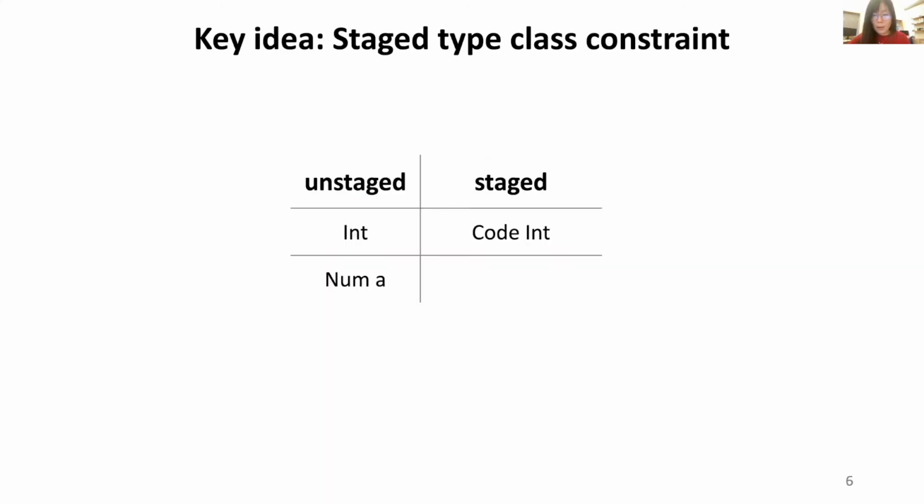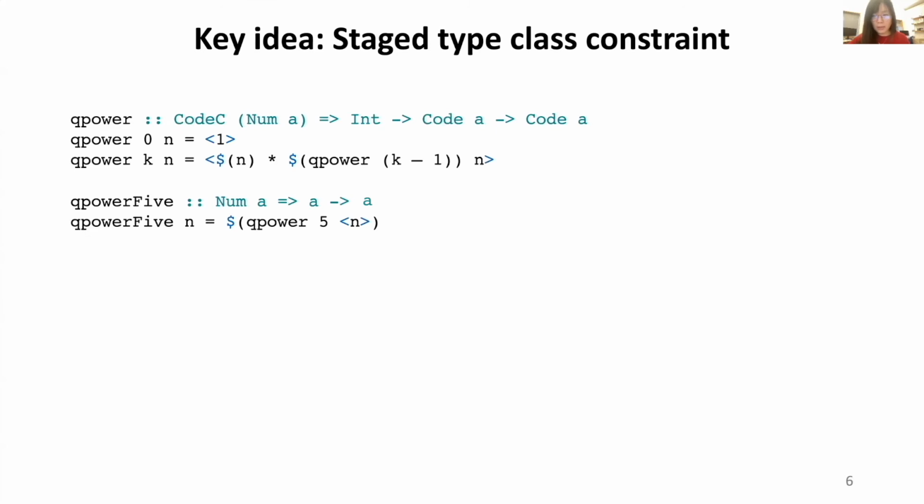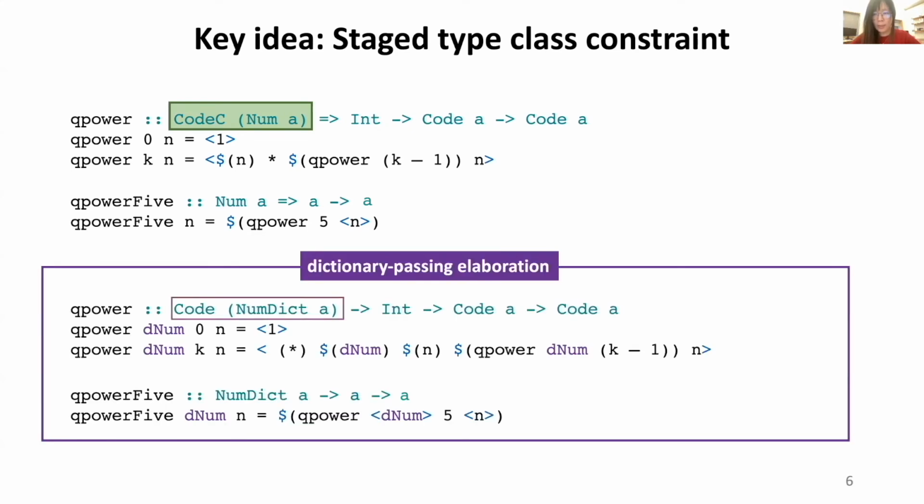In this paper, our proposal is to introduce staged type class constraints, a new constraint form called C, indicating that the constraint has been staged. Using staged type class constraints, we can use code C to indicate that this type class constraint Num a has been staged. After elaboration, since the type class constraint becomes an extra parameter, we can model it using code. So no extra type constructor is needed after elaboration. Inside the function definitions, we use quotations and splices to adjust the dictionary to make sure it is well-typed and well-staged.